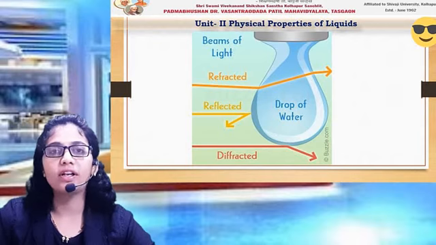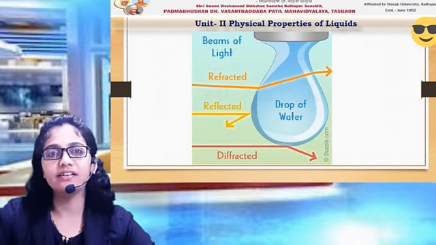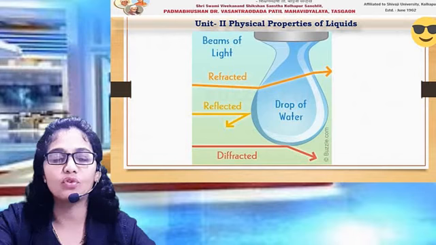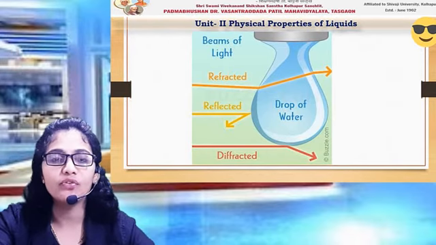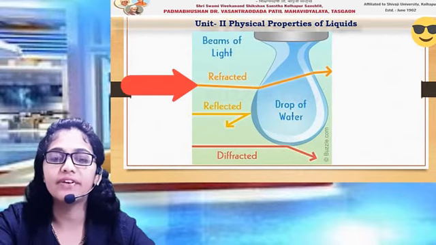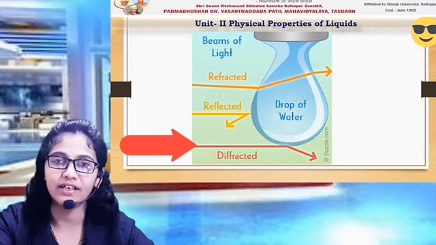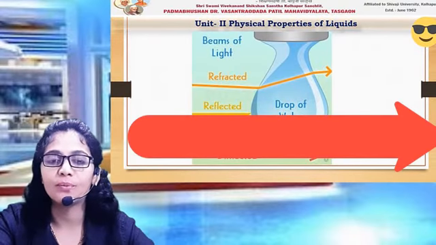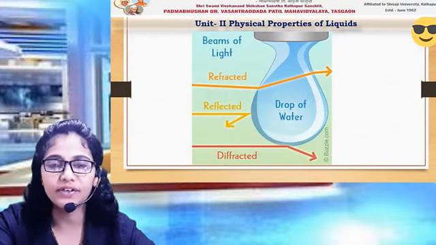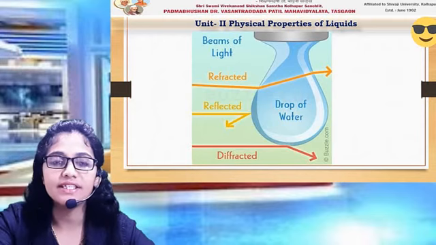Refractive index. Before we start the refractive index, let's see what happens when light enters any liquid. This is a drop of water. When a beam of light is incident on a water molecule, it may be refracted, it may be reflected, or it may be diffracted. Or sometimes, when incident light passes through a liquid with the same angle of incidence, it is called transmission.